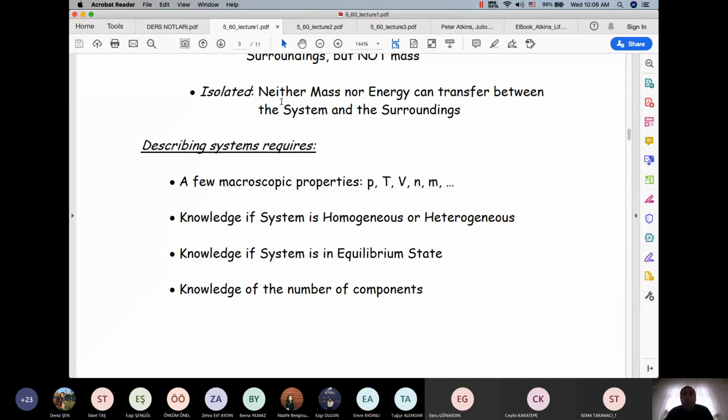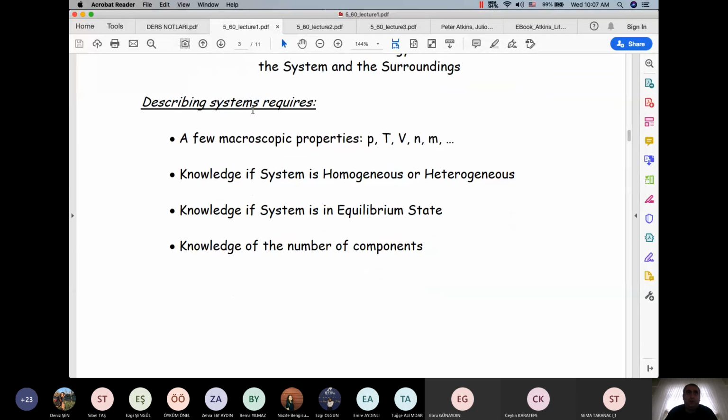And also, it is important to know how many components exist in your system. That's also another point. We mostly deal with one-component systems, but we're going to introduce mixtures, reactions, etc. too. That's also important.